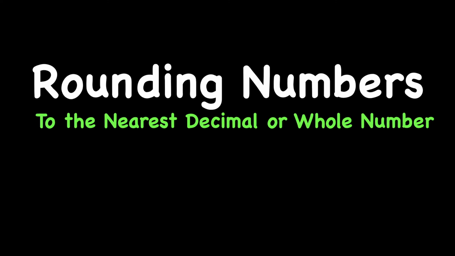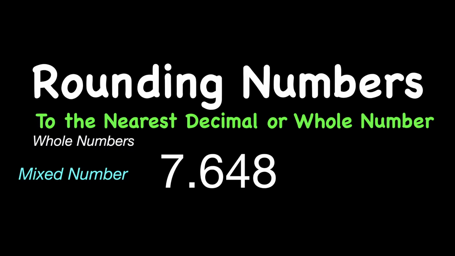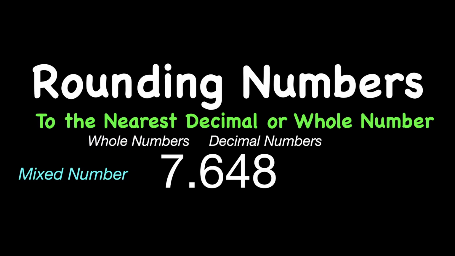Today's lesson is on rounding numbers to the nearest decimal or whole number. We'll be working with numbers like this today, 7 and 648 thousandths. This is an example of something called a mixed number. A mixed number is when you have a combination of whole numbers and decimal numbers put together.